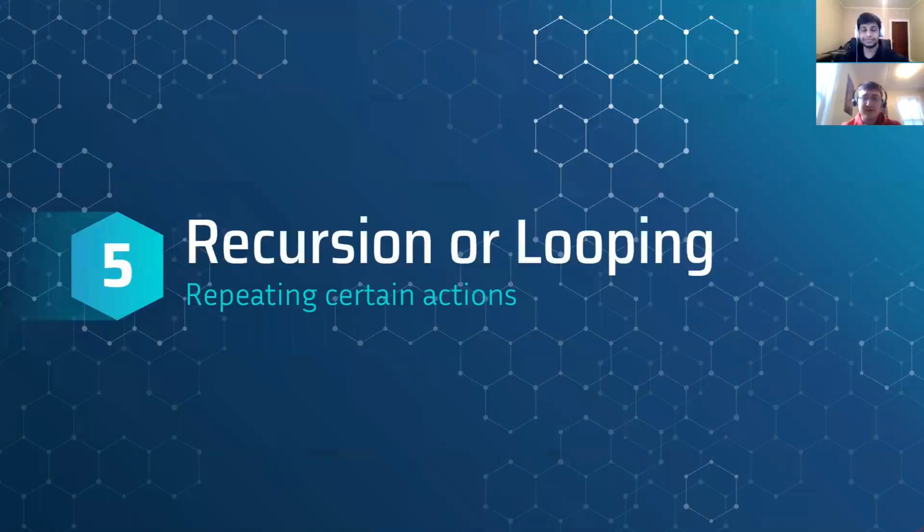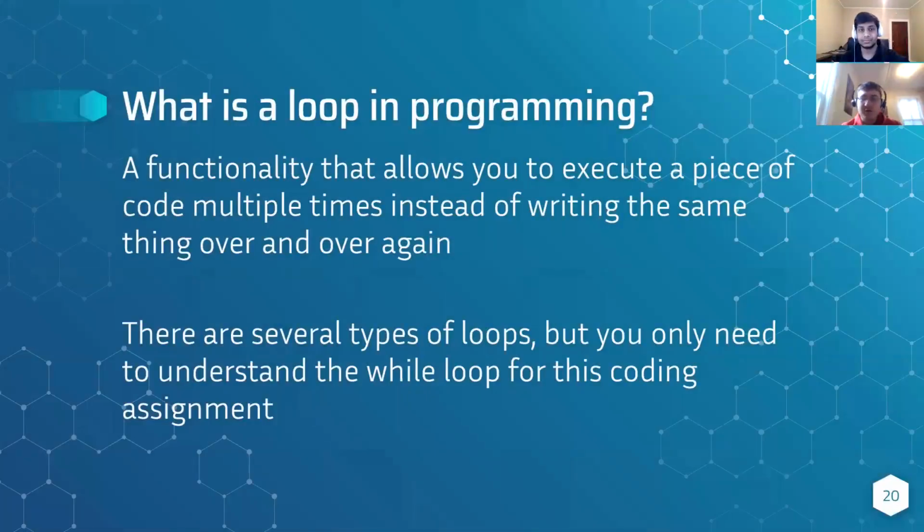The final programming concept we will touch on before going into our coding activity is recursion or looping. What is looping in programming? Looping is a functionality that's built in that allows the programmer to repeat an identical body of code multiple times instead of having to write the same code. There are several different types of loops in programming, but the only one we will focus on today is the while loop.